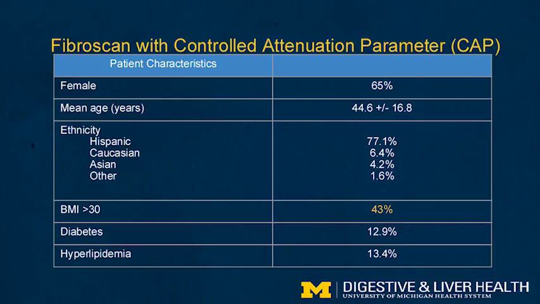So what they found in their study was that about 2/3 of the patients were female. They're fairly young, only about 45, mostly Hispanic. And they had quite a few people who had BMIs over 30, but they didn't really comment extensively about whether they used the M or the XL probe. So have that in your mind. About 13% had diabetes and 13% had hyperlipidemia. And they found that about 1/3 of people had significant fatty liver, so they were above 290 on their CAP. And for the fibrosis score, about 4% of people had a score of over 15, which is very clearly cirrhosis in this population.